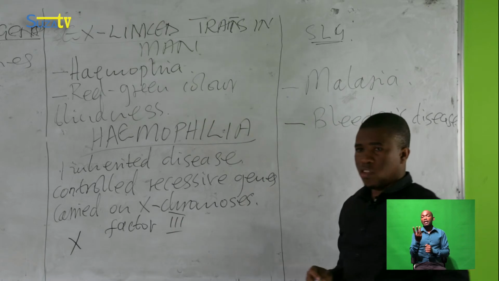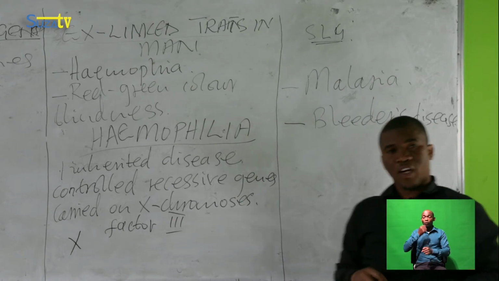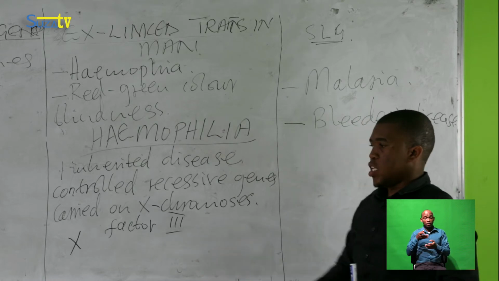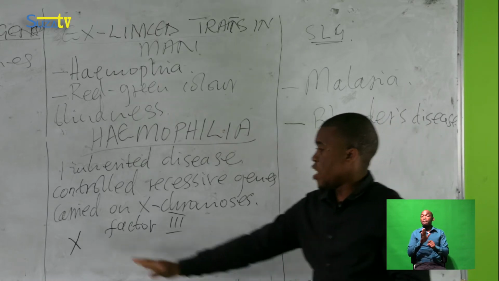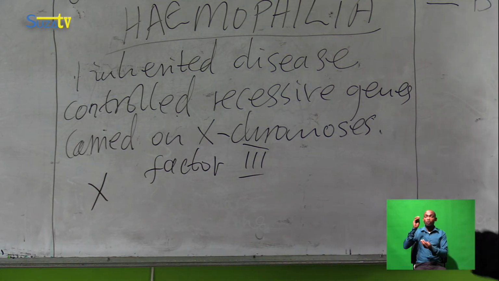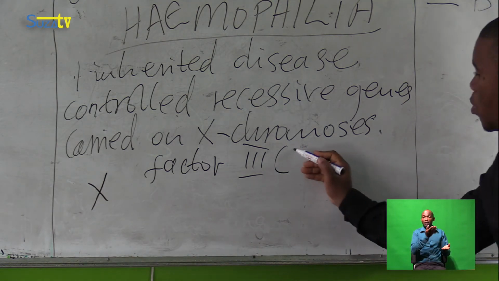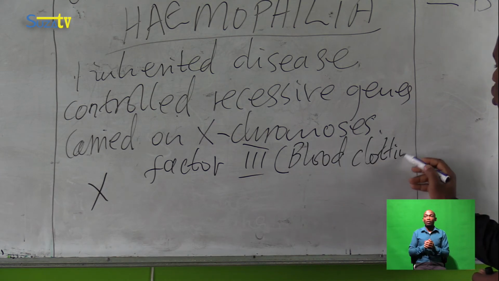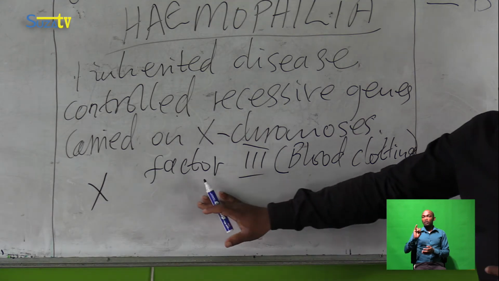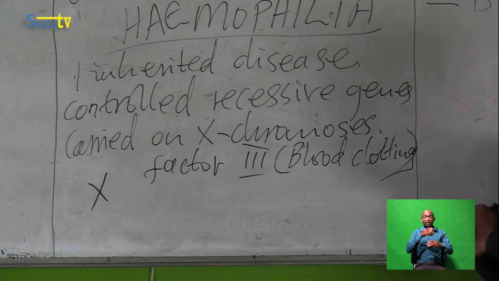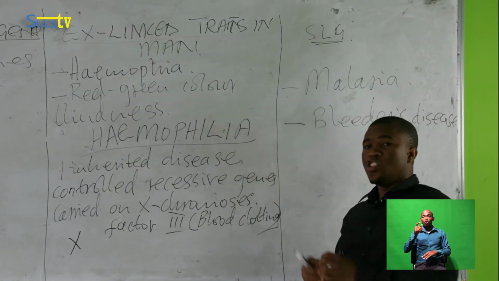What is factor 3, and what is the function of factor 3? Factor 3 is produced mainly in the X chromosome so as to increase the rate of blood clotting. The function of this factor is just to increase the rate of blood clotting at the injured part.